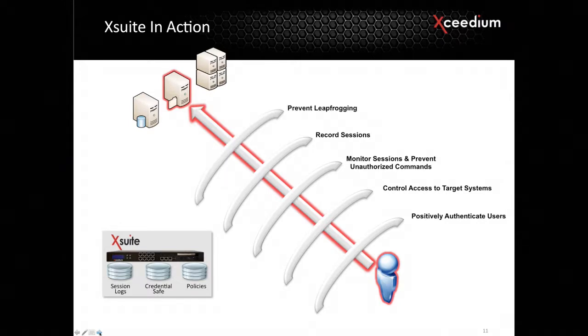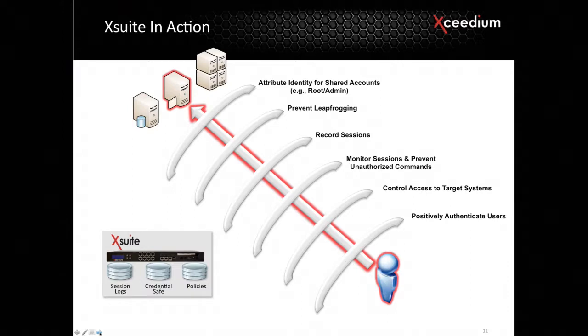Prevent leapfrogging we didn't talk a lot about, but many of you know, if you've dissected hacking activity, very often the model that hackers use, or even internal threats, is to gain a foothold on one device and use that as a jump-off point for other devices. So being able to prevent leapfrogging, so that you're circumventing the target system access control, is another capability.